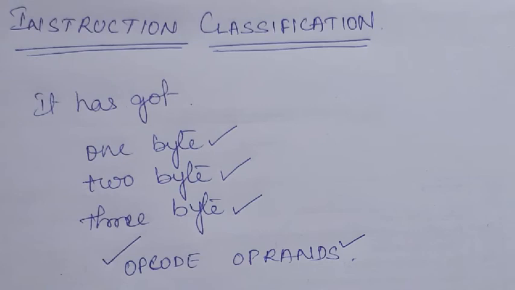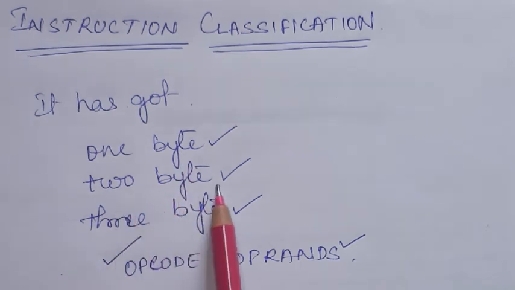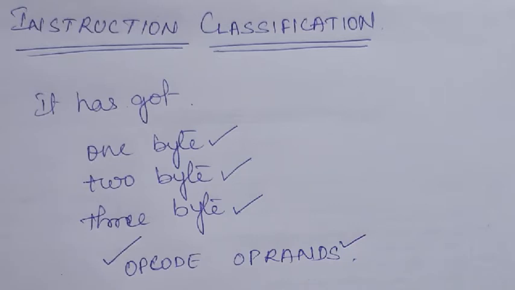Hello students, let's discuss the instruction classification of 8085 instructions. It has 1-byte instructions, 2-byte instructions and 3-byte instructions. That means when you code it, each instruction will be 1 byte, 2 bytes or 3 bytes. The fields of an instruction are the opcode and operands.